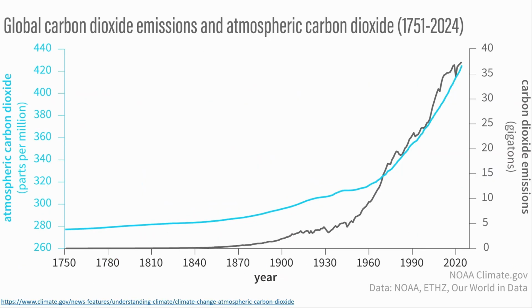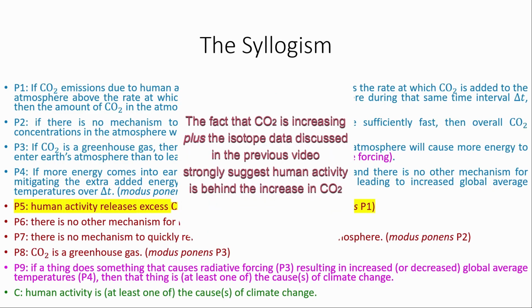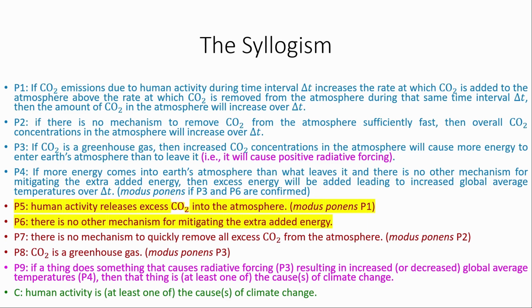So in the previous video, we looked at the fact that we have these carbon emissions, and we concluded that human activity releases excess CO2 into the atmosphere. We can see that because we can just measure the amount of CO2 in the atmosphere, and it is increasing, which means that human activity is releasing excess CO2 into the atmosphere. Then we also looked at the difference in the amount of energy coming in versus the amount of energy going out, and we concluded that there is no other mechanism other than heating up the earth for mitigating the extra added energy.